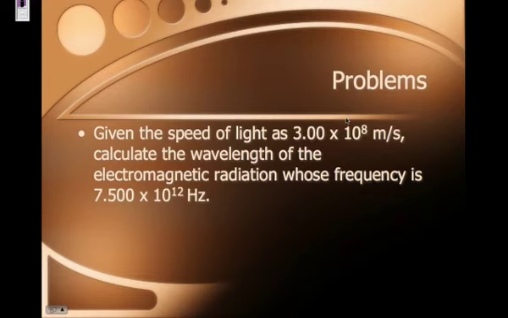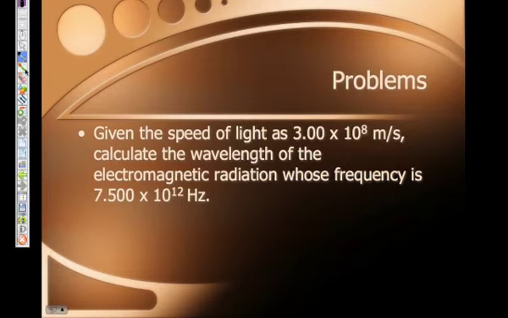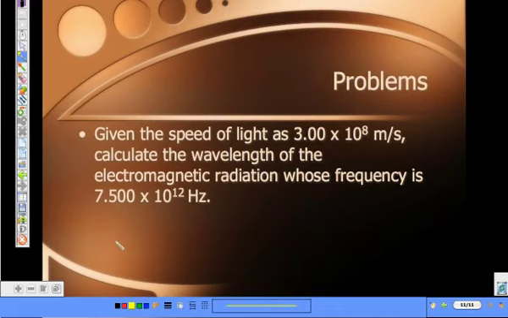So if we have this problem where we're given the speed of light as 3 times 10 to the 8th meters per second, and we want to calculate the wavelength when the frequency is 7.5 times 10 to the 12th, we'll use our equation C equals lambda times V. So C is 3 times 10 to the 8th, and we're looking for wavelength, it's equal to lambda times 7.5 times 10 to the 12th.